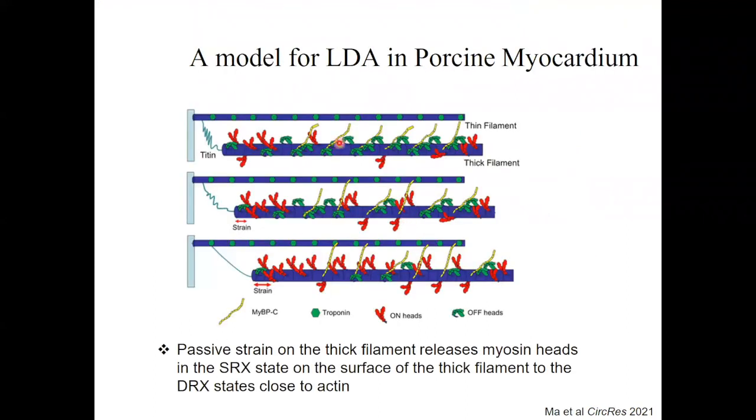So with the data we have, we proposed an LDA model in pig heart. Under shorter sarcomere length, most of the heads are in this green off state. And when the sarcomere is stretched longer and longer, titin-based strain is going to release some of the myosin heads from the off state to the on state. The degree of diastolic filling or the passive strain is going to modulate the number of heads being recruited during this stage. That can precisely modulate the systolic contractility.